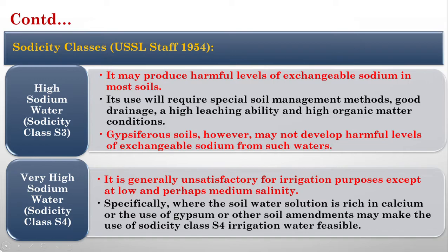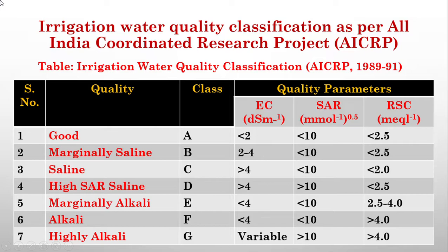Now we will move on to the second classification, that is by AICRP, which is All India Coordinated Research Project. They have classified the irrigation water into 7 categories only, A, B, C, D, E, F and G classes. So the A class is very good quality water. They have categorized the water according to 3 parameters.